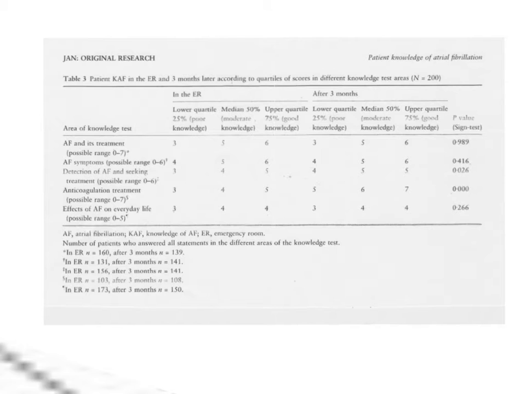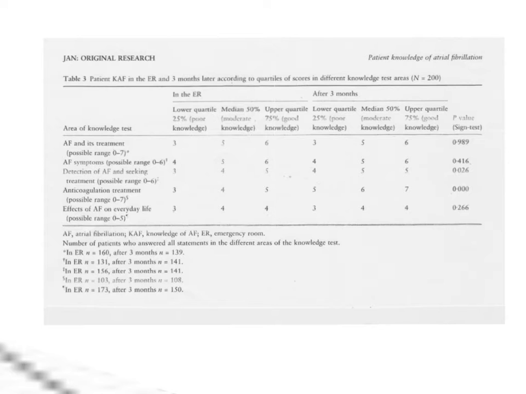Frequencies and percentages were calculated for background characteristics of the patients. Medians and quartiles were calculated for the sum scores on the questionnaire. Finally, logistic regression was done to predict which factors were associated with poor knowledge. Now, we're only going to look at Table 3, which is an example of percentiles, which is on this slide.